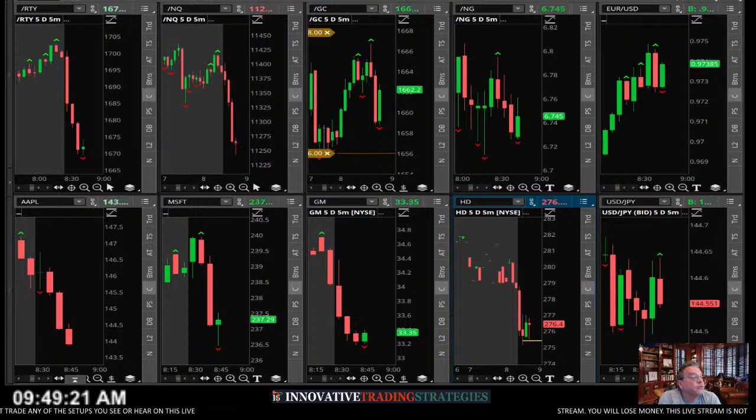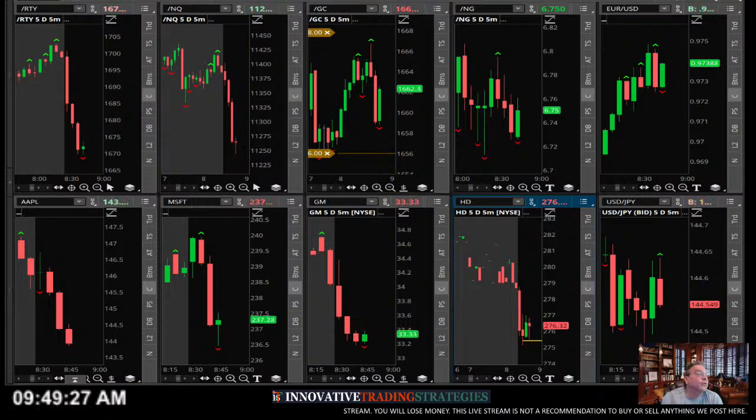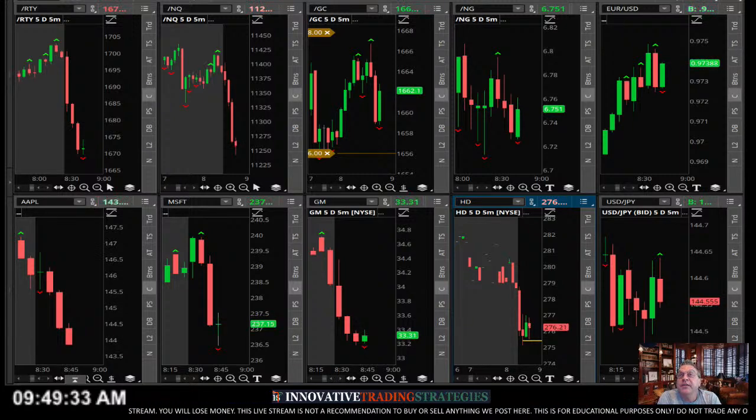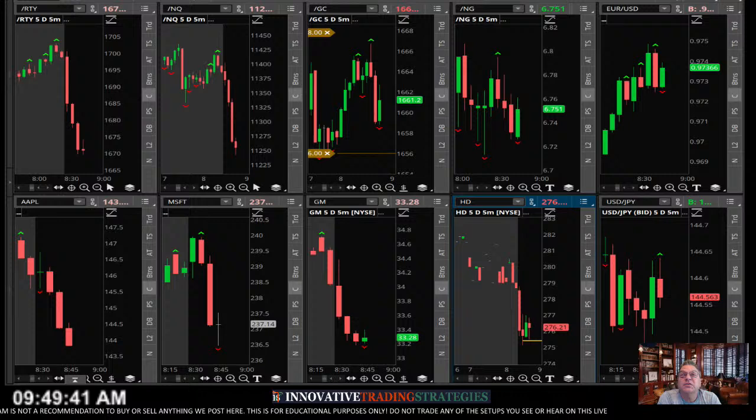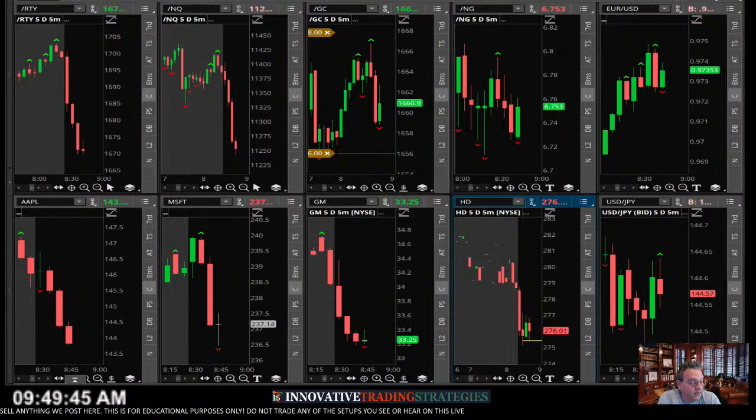Usually what I'll do is I'll trade the mini Russell, maybe gold or natural gas. I won't trade the Russell and the mini Nasdaq at the same time, just because they tend to move together anyway. RTY tends to be a pretty fast mover. Gold a little bit slower. So those are two real good combinations to trade together. But I don't like to take on more than that.